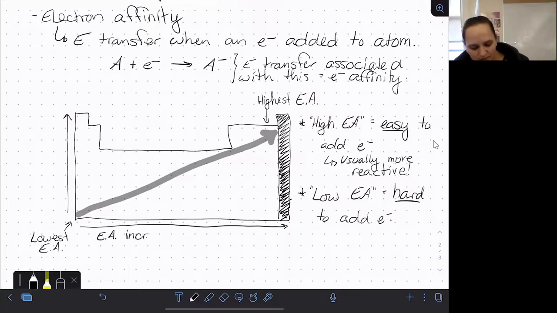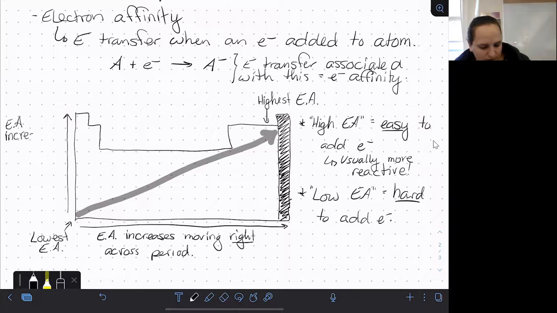So electron affinity increases moving to the right across a period, and electron affinity increases moving up a group or family.